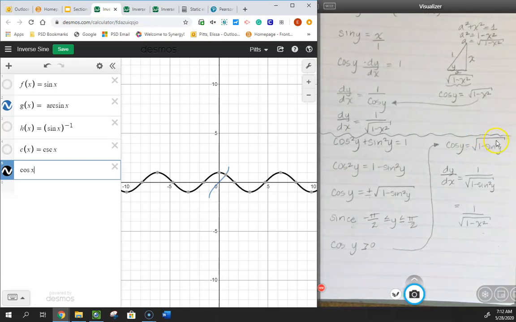And then we can take this square root of 1 minus sine squared y and substitute it in for cosine of y here. So I get 1 over the square root of 1 minus sine squared y, but sine of y is equal to x, so I can replace sine of y with x. In either case, we get the same derivative. We get dy dx equals 1 over the square root of 1 minus x squared.